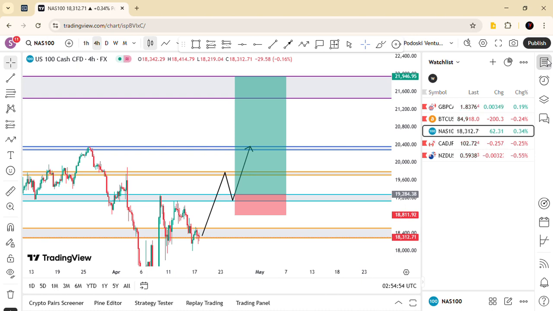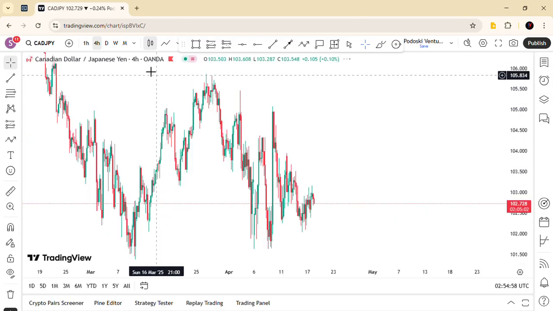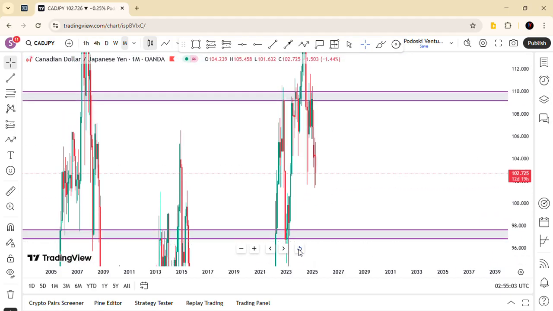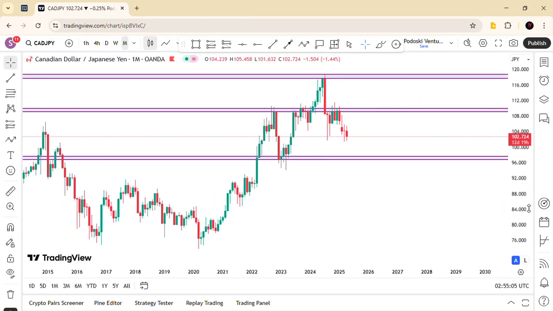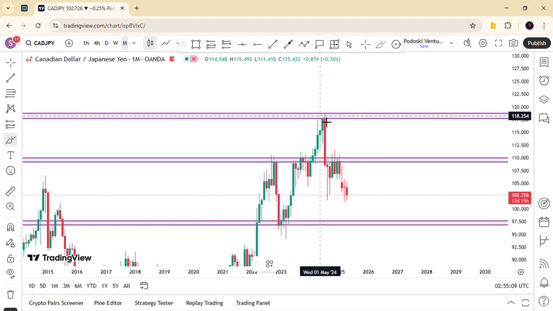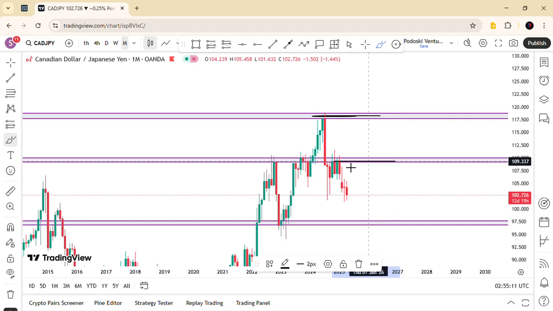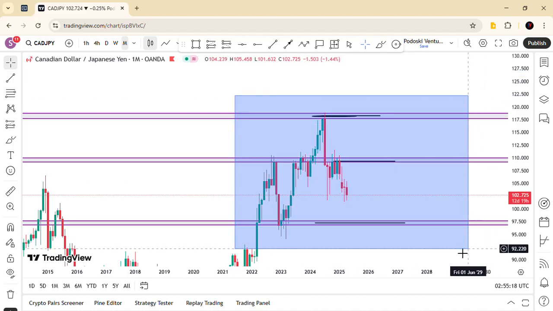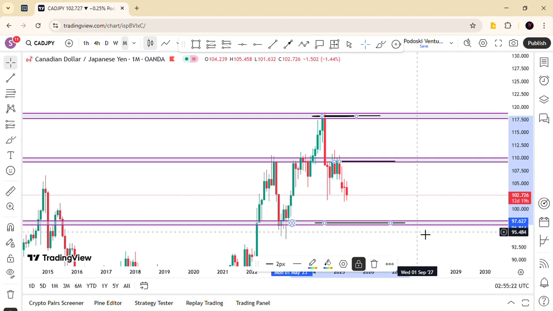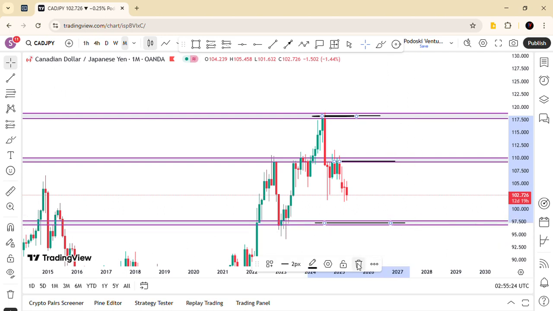So the next pair on my list is CAD JPY. On CAD JPY, I have my monthly upper zone here, midway zone, and my monthly lower zone. So on CAD JPY, price, we are seeing a downtrend on CAD JPY.